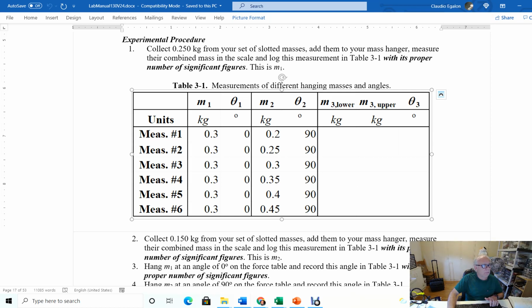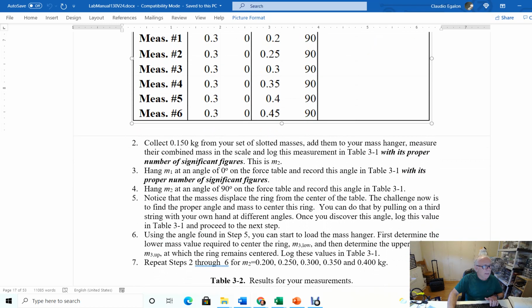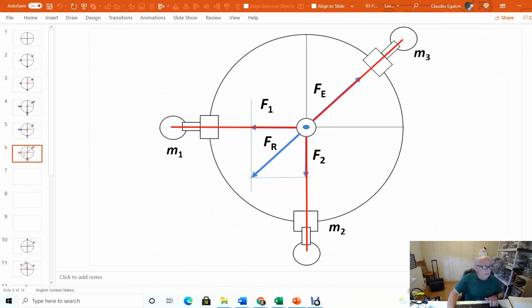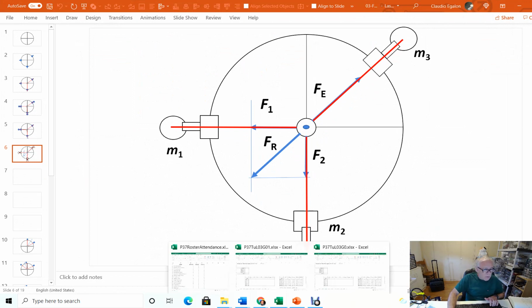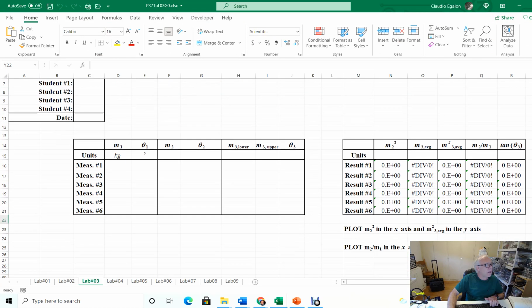So you do 300, vary here the M2. And let me show you how you're going to do it. You're going to log those values here for M1, the angle theta, that's going to be 0 degrees, right? And M2, the value of M2, and the angle theta 2, that's going to be 90 degrees.